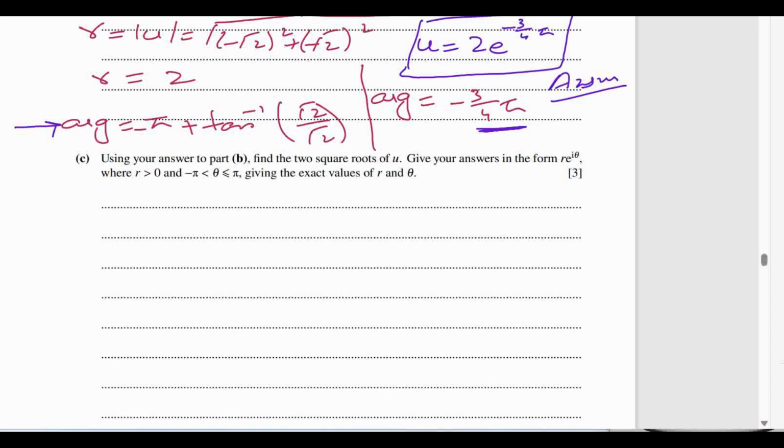question number 7, part C. Using your answer to part B, find the two square roots of u, giving your answer in the form of this. Okay, fine. Find the two square roots of this thing. So as we can see, u is equal to 2e power minus 3 by 4 pi.